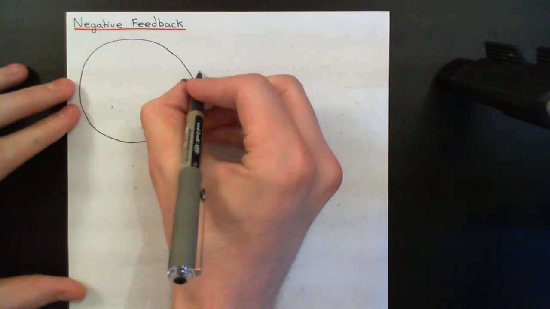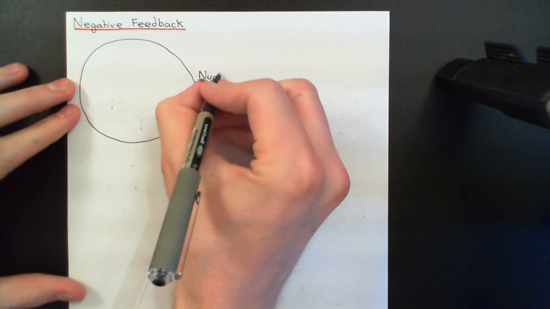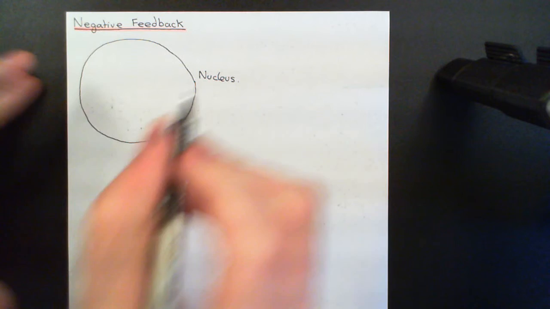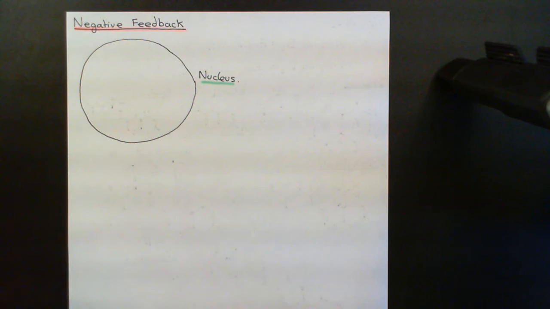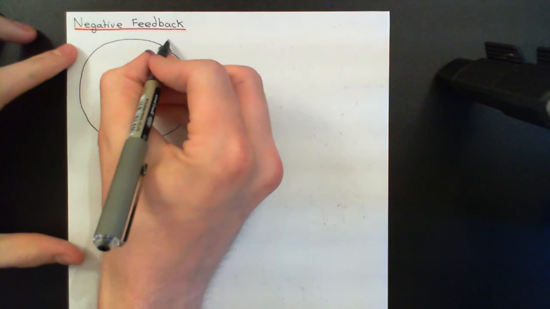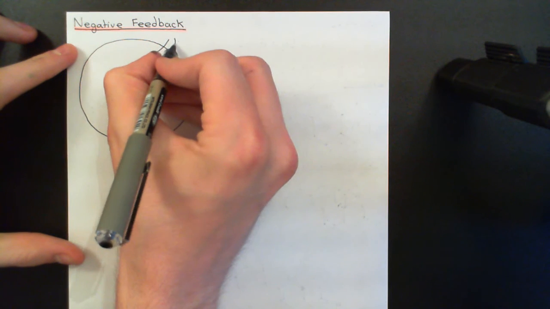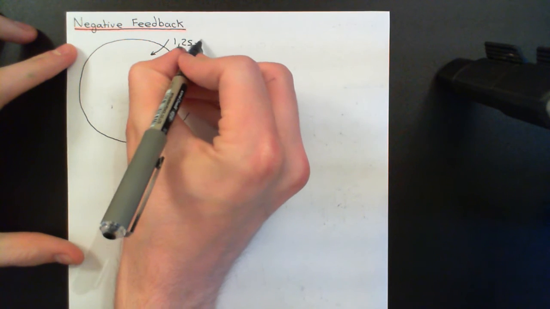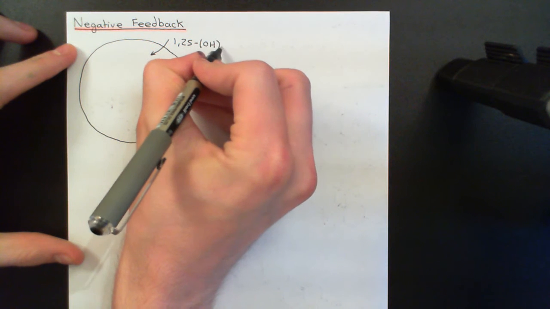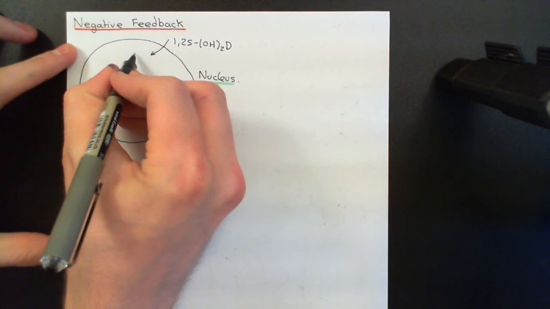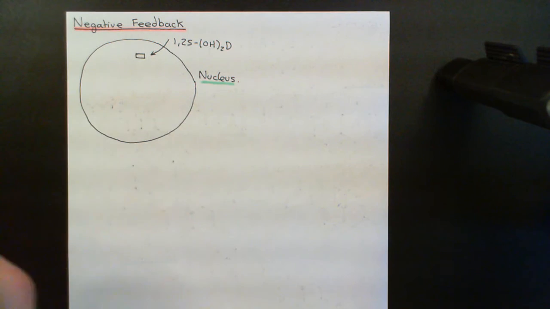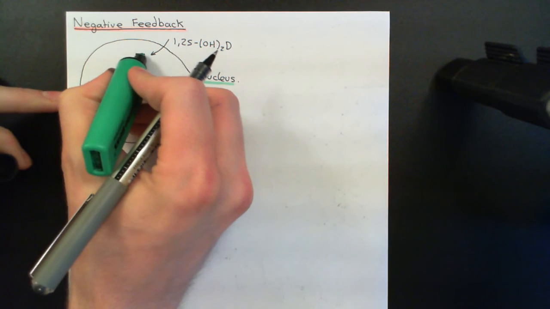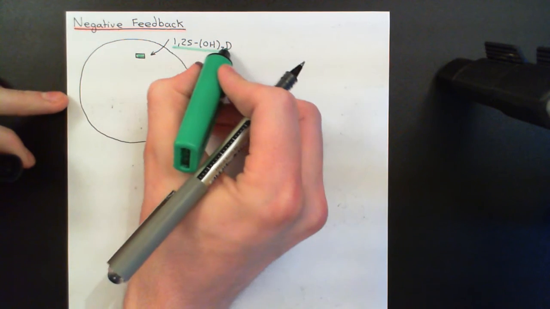So this is a nucleus of a chief cell of the parathyroid gland. I'll just label it up as nucleus. Now what's going to happen is our 1,25-dihydroxyvitamin D is going to end up in the nucleus of the chief cell here. So we'll have 1,25-dihydroxyvitamin D coming in, and I'll just have it represented by a little blob here. So this little rectangle here is going to represent the 1,25-dihydroxyvitamin D.